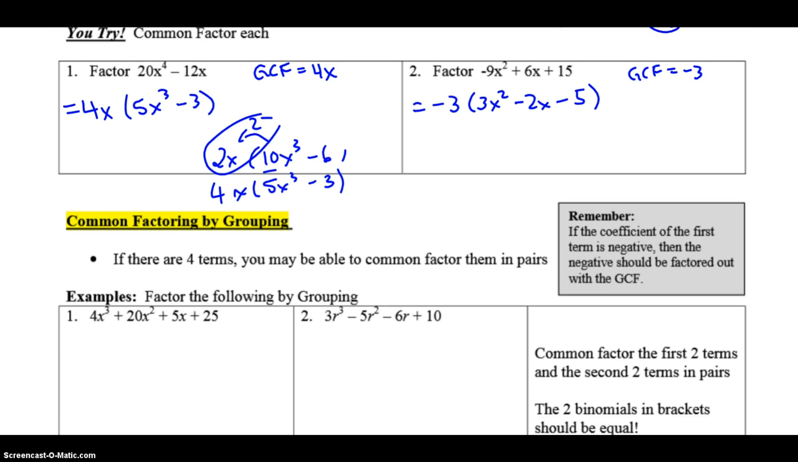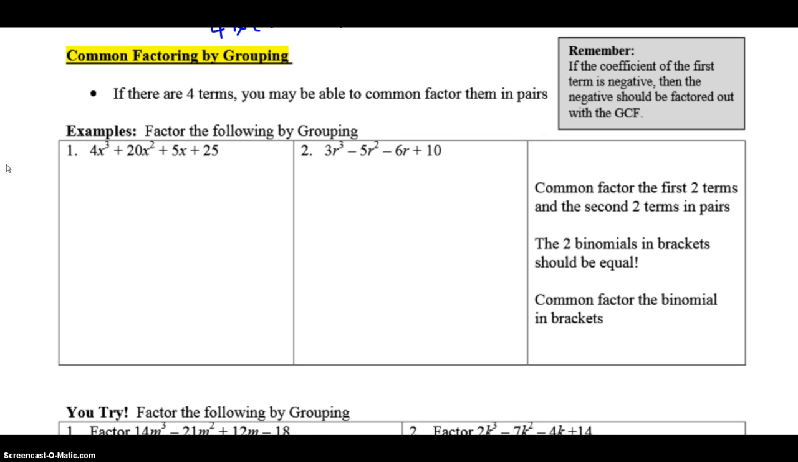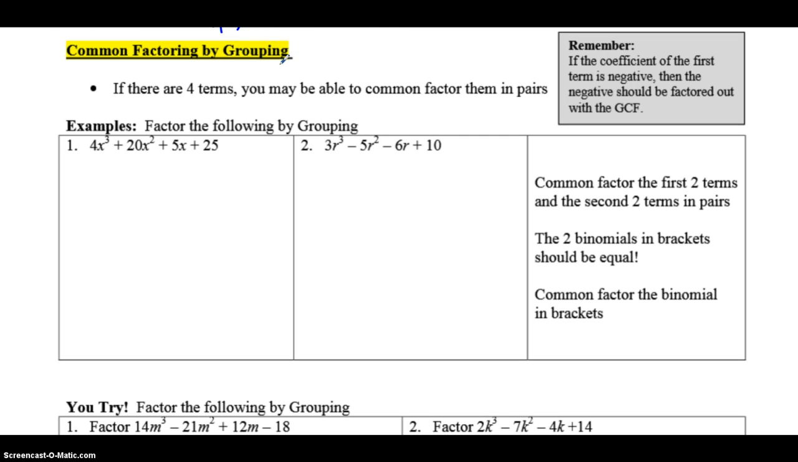That's it for common factoring in its simplest form, but now we're going to do a little bit of common factoring by grouping. If you have an algebraic expression where there are 4 terms in it, like the ones below, you might be able to common factor them in pairs. For the first one here, I'm going to take the first two and group them and find the greatest common factor. Here the GCF is 4x squared. Then for my second set, the GCF is 5.